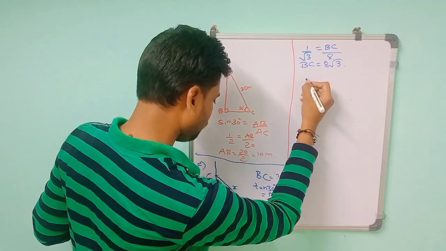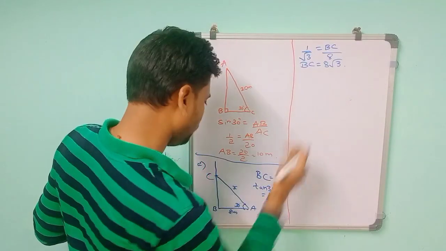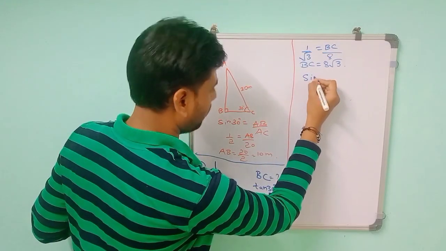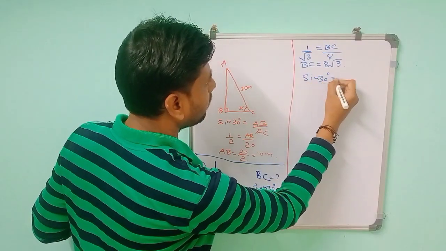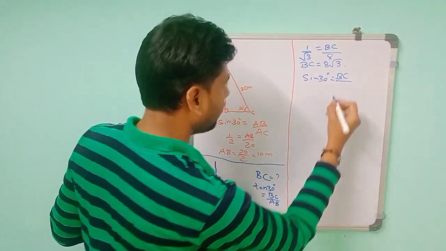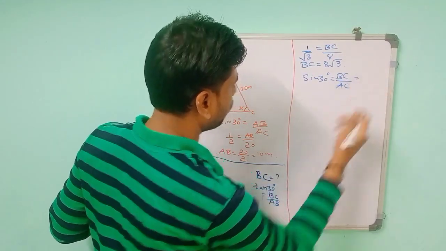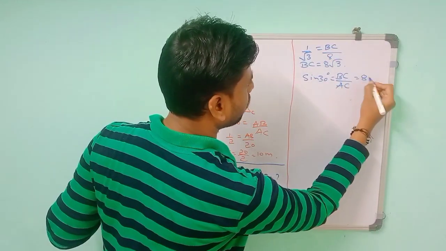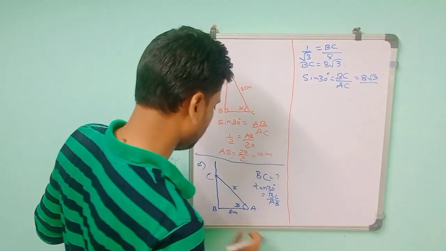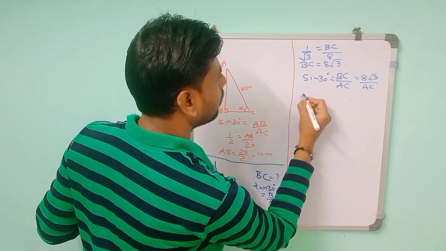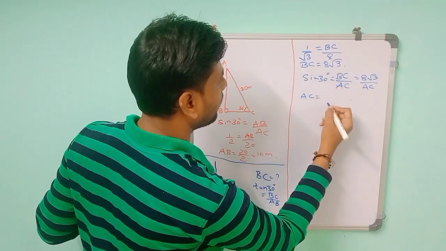So opposite by hypotenuse. So sin 30 will be BC by AC. That is equal to BC, we found this value as 8 root 3, divided by AC, the unknown value. So AC is equal to, sin 30 value is 1 by 2.